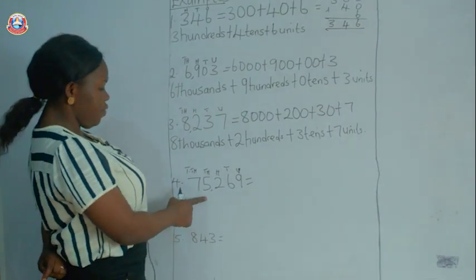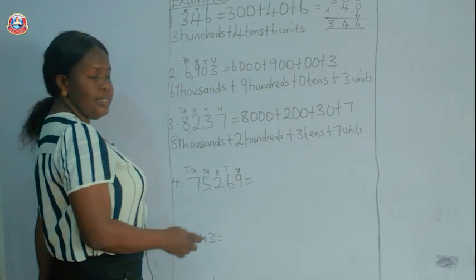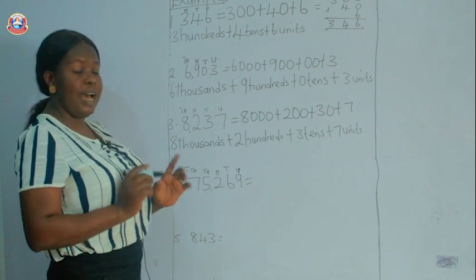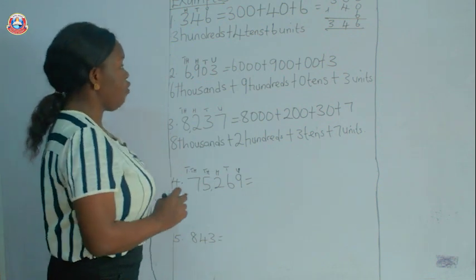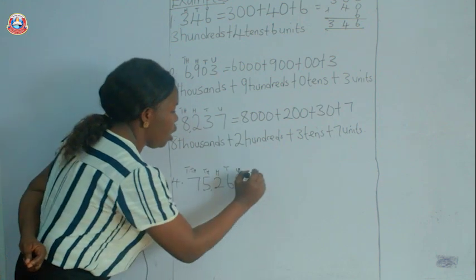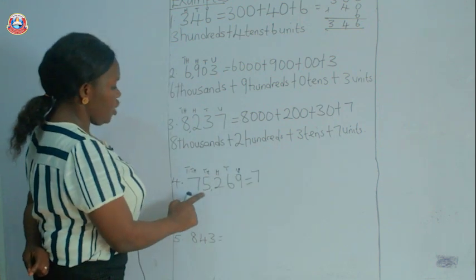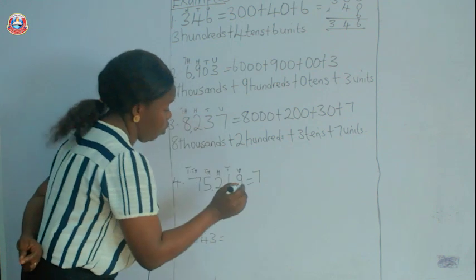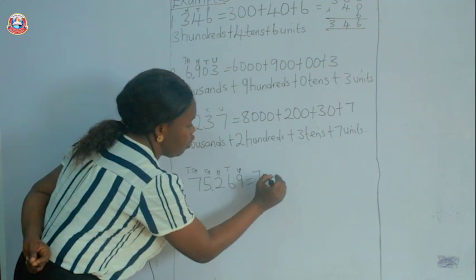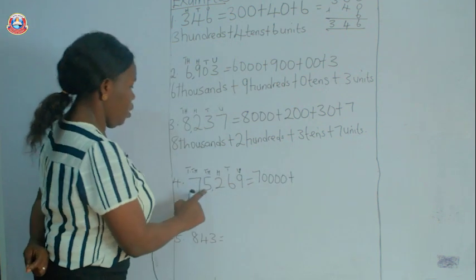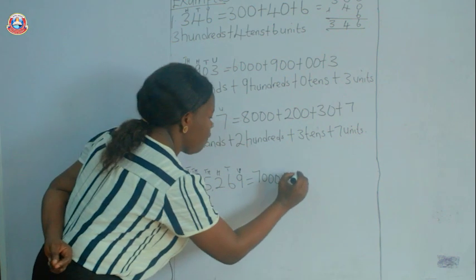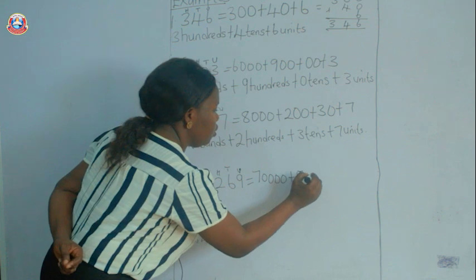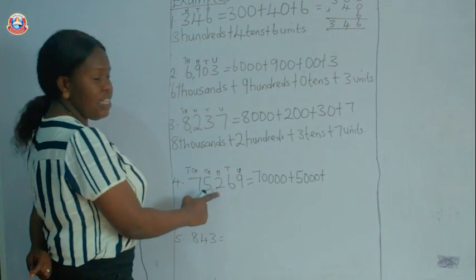Now be 75,269. 75,269. Now let's follow the first example. Pick the first number. 7. How many digits after it? 1, 2, 3, 4. How many zeros am I putting? 4 zeros. 1, 2, 3, 4. Plus. The other number is 5. How many zeros? 1, 2, 3. Plus.